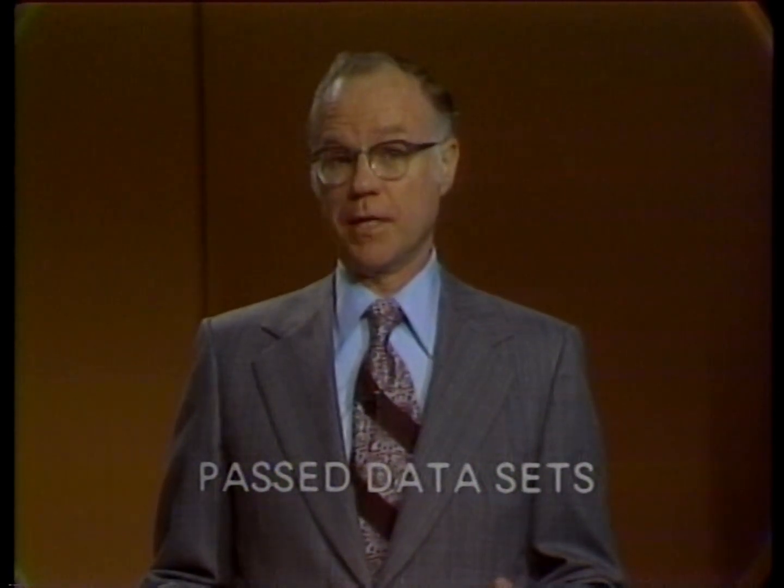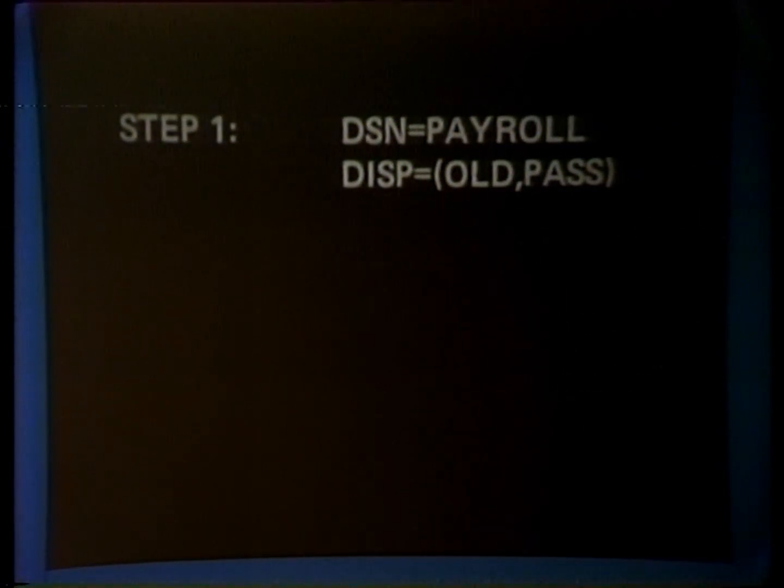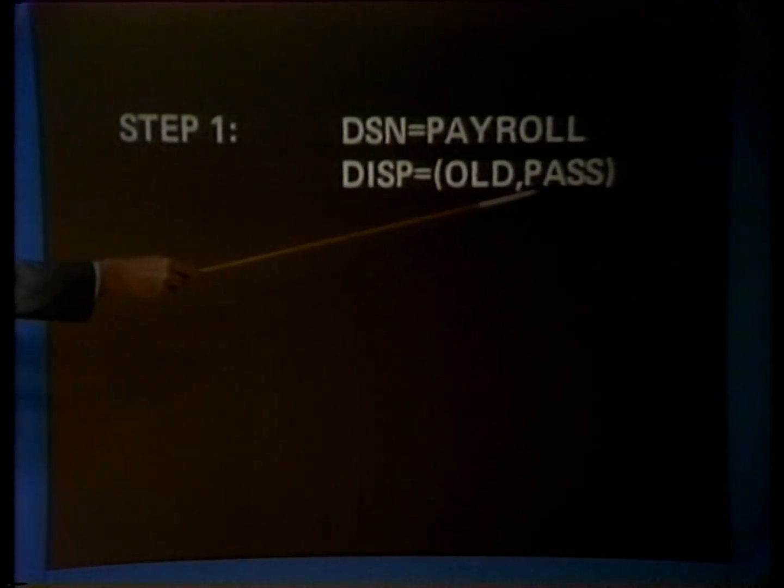Now, we'll illustrate what OS does when you specify pass as a disposition and how OS retrieves a passed data set. These parameters specify the retrieval of the data set named payroll. It's cataloged, you can tell, because unit and volume aren't coded. Pass is specified as the disposition. What does this disposition of pass cause?